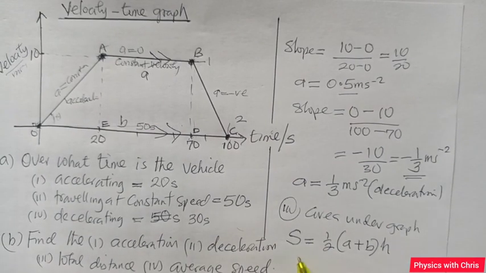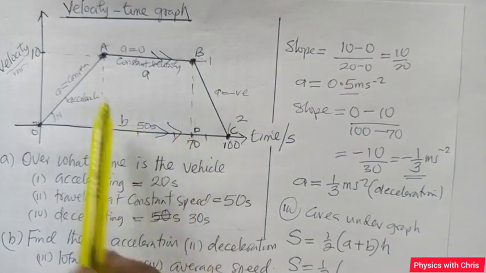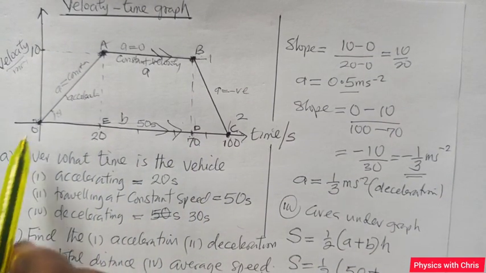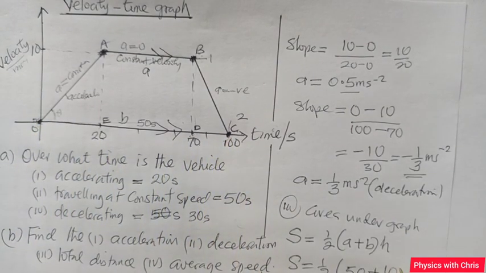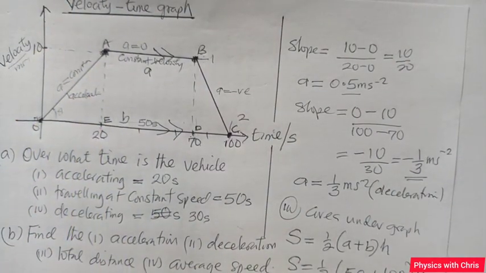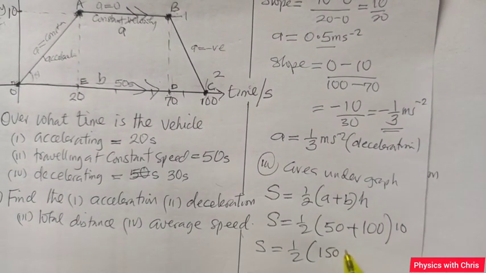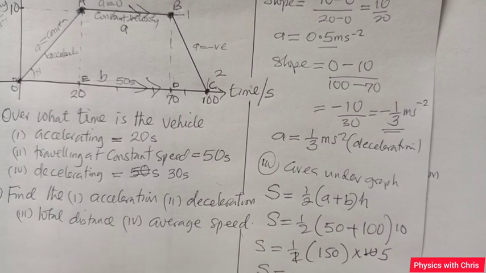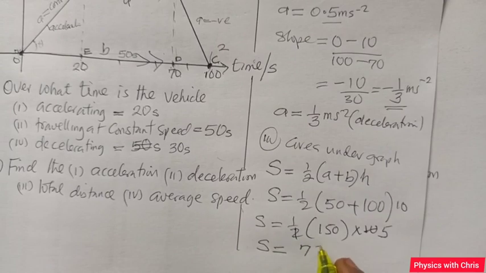So the length of a: point B is at 70, point A is at 20. So 70 minus 20 gives me 50. My b is the distance from point O to point C, which is 100, times the height along the vertical axis, which is 10. If I evaluate this, I have half times 150 times 10. The 2 goes into 10 to give 5. So the total distance covered is 150 times 5, which gives me 750 meters.